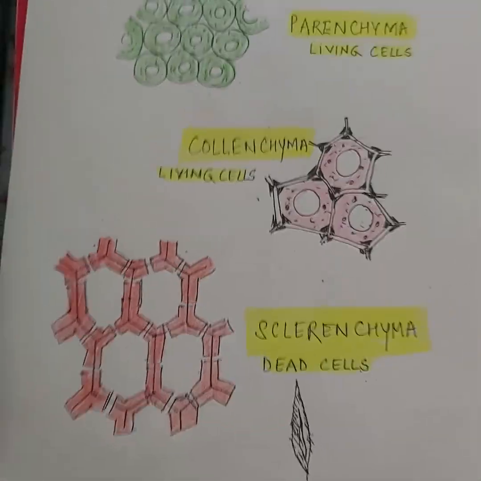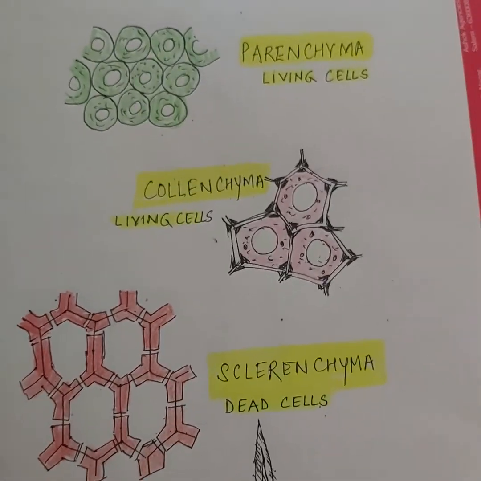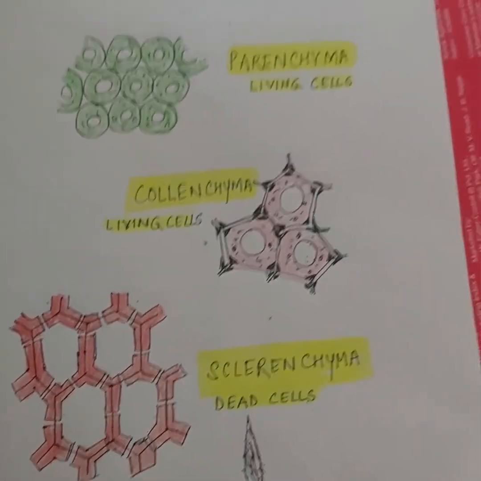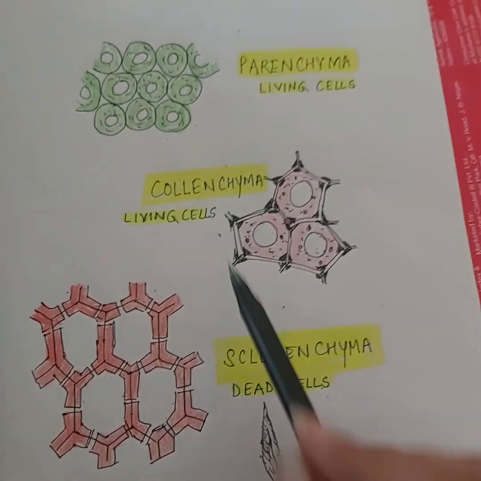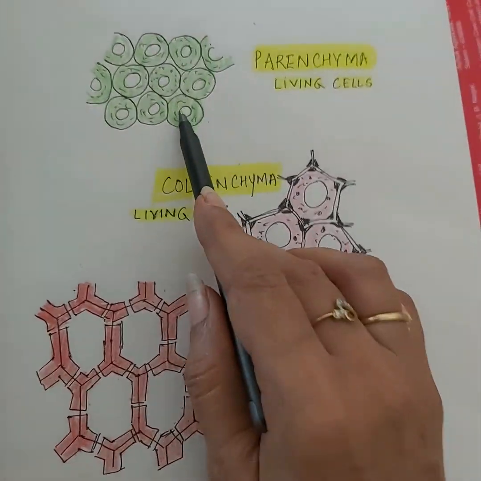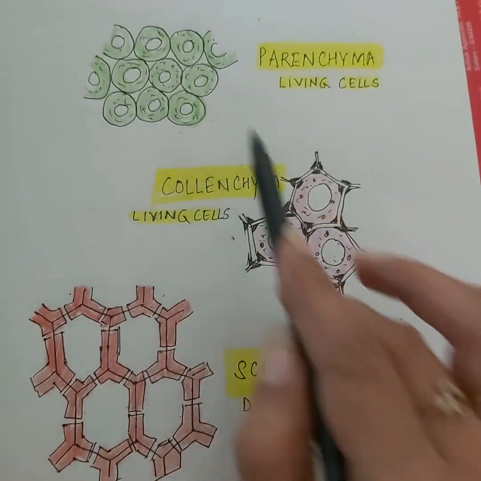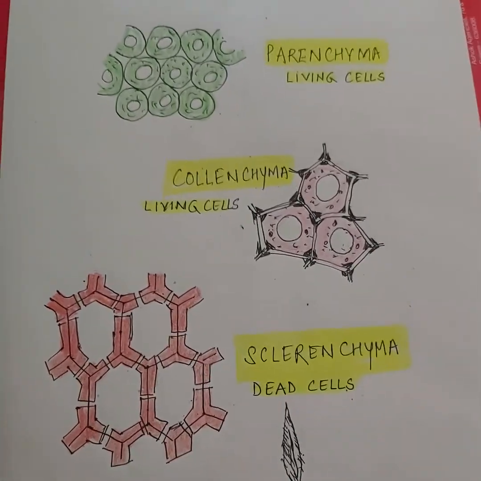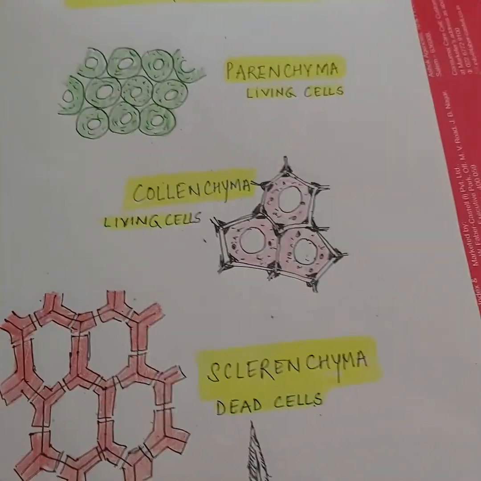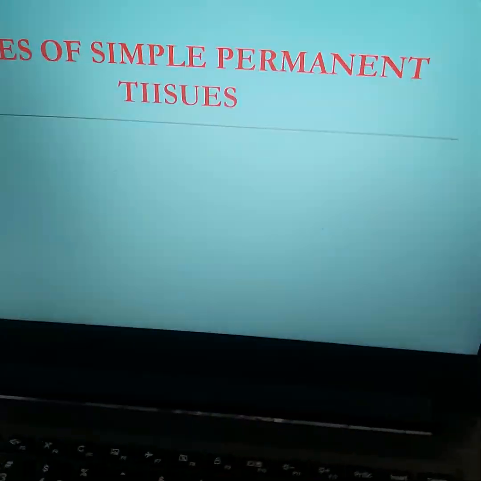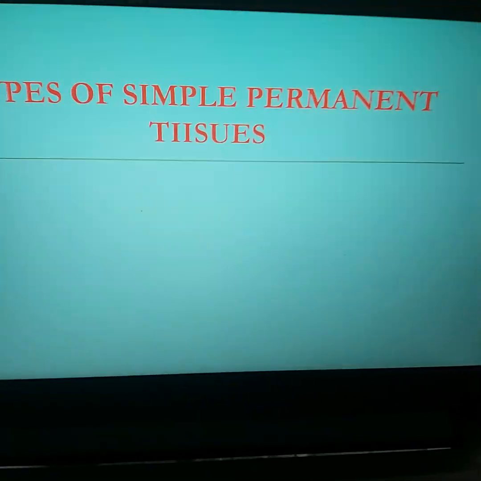So these were the three types of simple permanent tissues. You have learnt parenchyma, collenchyma, sclerenchyma, their structural difference, the cell wall difference, and the functional difference of all the three types of simple permanent tissue. Let us recapitulate in the PowerPoint. Types of simple permanent tissues.